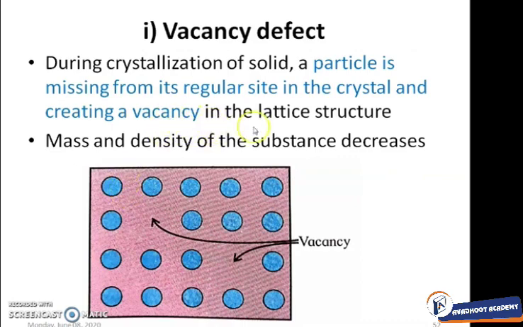The first example is the vacancy defect. During crystallization of a solid, a particle is missing from the regular site. For example, you can see these are the regular sites of the particles, but from here one particle is missing, and from here also one particle is missing. So a particle is missing from the regular site in the crystal, creating a vacancy in the lattice structure. Because of the creation of vacancy, the mass and density of the substance decrease.